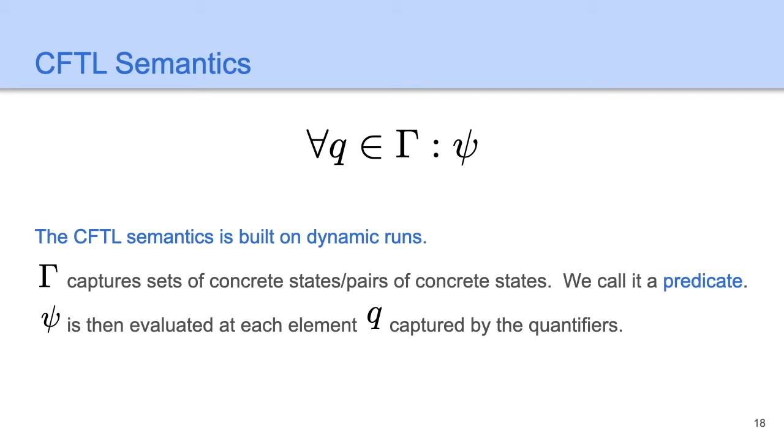For example, before we said that on the left the quantifiers capture certain events that happen at runtime, and now we can say precisely that these quantifiers capture sets of concrete states or pairs of concrete states, which we call transitions. Further, we can introduce the notion of a predicate and say that a predicate is a rule that defines which concrete states or transitions should be used when evaluating the CFTL formula. And finally, we can now say that the innermost quantifier-free part of the formula should be evaluated at each one of these concrete states or transitions identified by the predicate gamma and bound to the variable q.